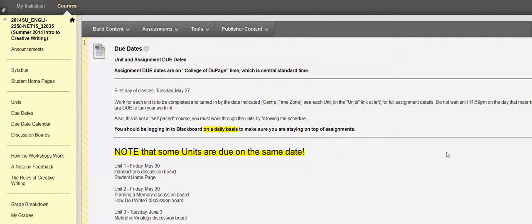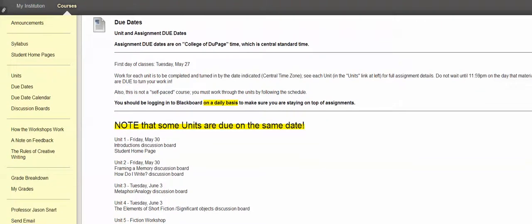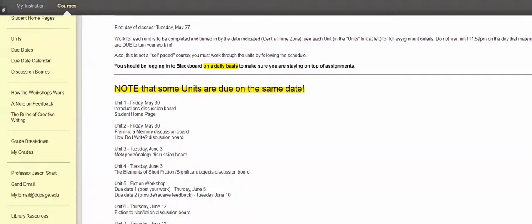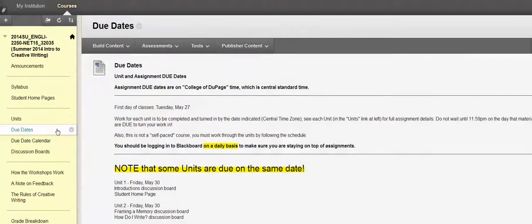Hey everyone, Professor Snart here checking in as we have just finished up units 1 and 2, due last Friday, May 30th, and now turn around, as you can see fairly quickly, to units 3 and 4, another due date, Tuesday, June 3rd, where 2 units are due. So just a quick look at what's involved with some of those.